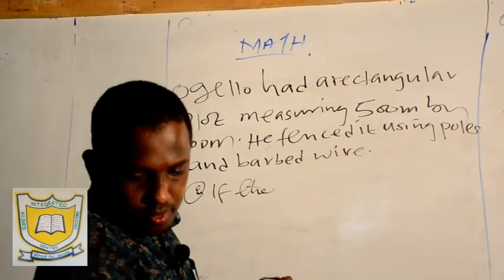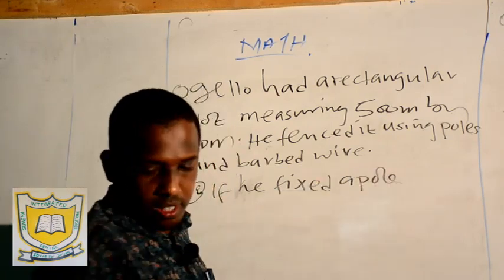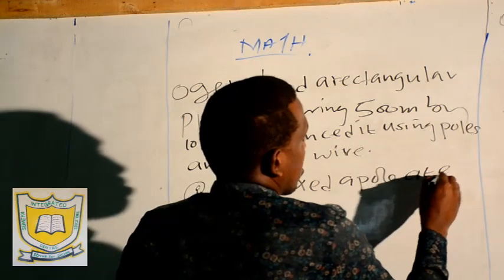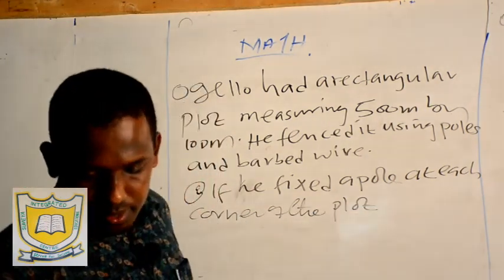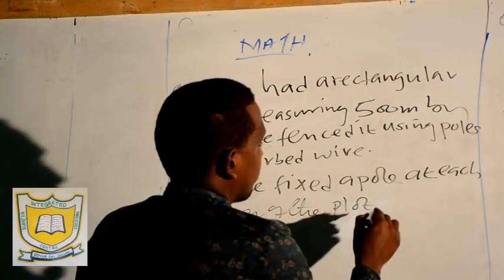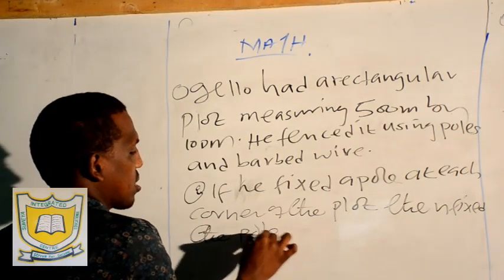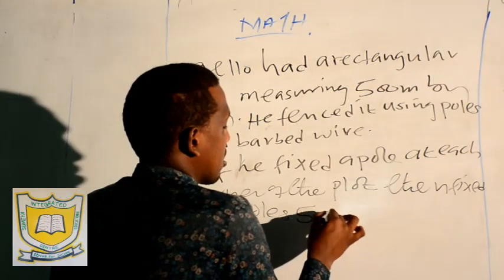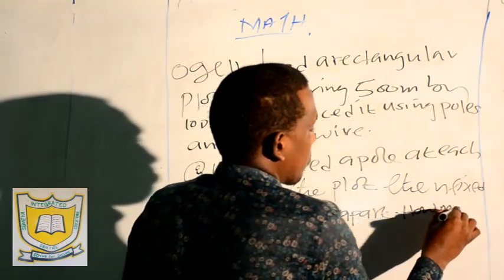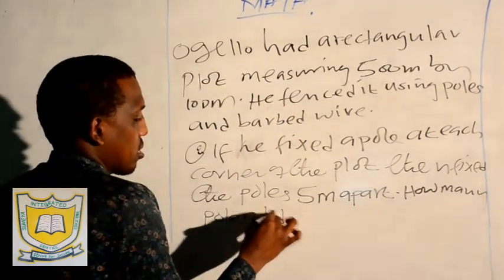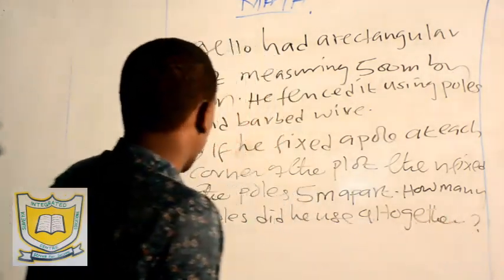Question A: If he fixed a pole at each corner of the plot, then fixed it to the other poles 5 meters apart, how many poles did he use altogether?